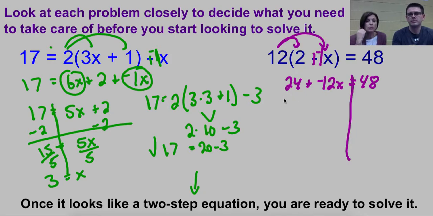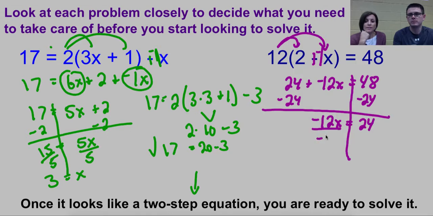We're going to subtract 24 from both sides. We're left with a negative 12x is equal to positive 24. We're going to divide both sides by a negative 12. Notice she divided by a negative 12. I need a positive x. x is equal to a negative 2. So keep track of those negatives.